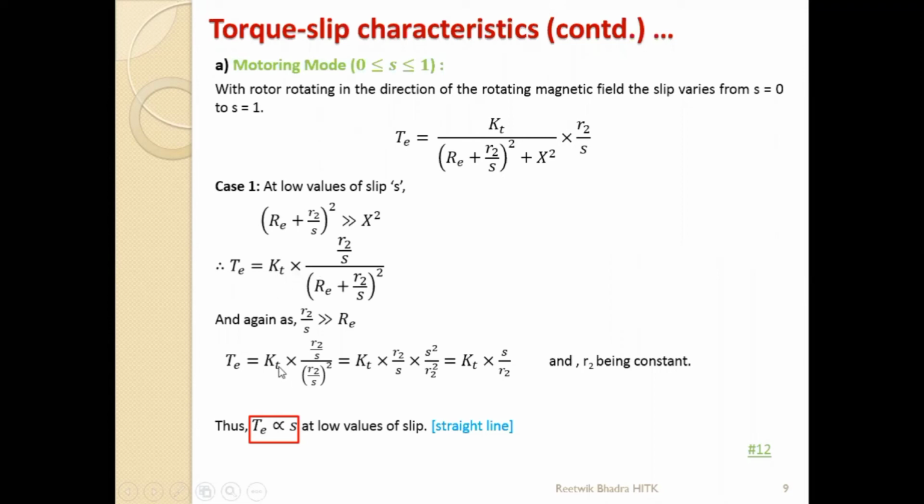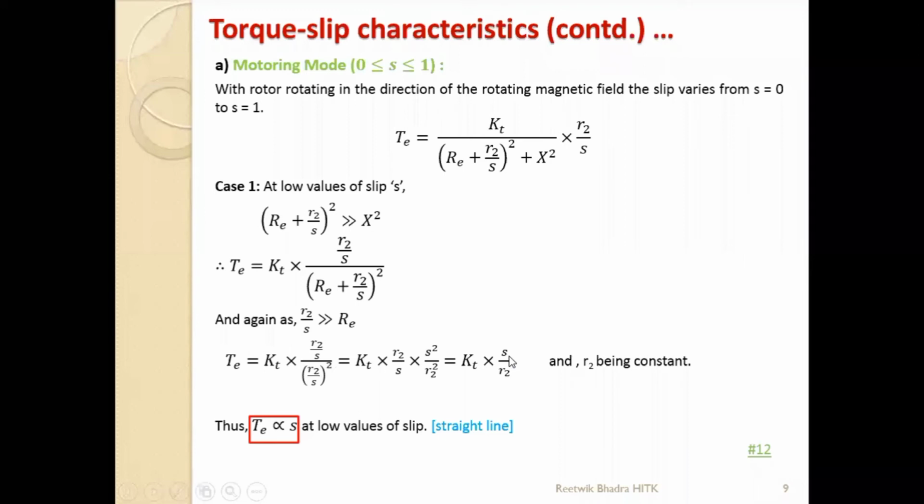So what term do we get? kt into R2 by S, divided by R2 by S whole square. So this S square comes in the numerator and R2 square comes in the denominator, because there is a division sign over here. So what we will get? kt into S by R2. One R2 cancels, one S cancels. Now what is R2? Your rotor resistance, which is fixed, so this is another constant quantity. So I can say that Te is directly proportional to S, since kt by R2 is constant.